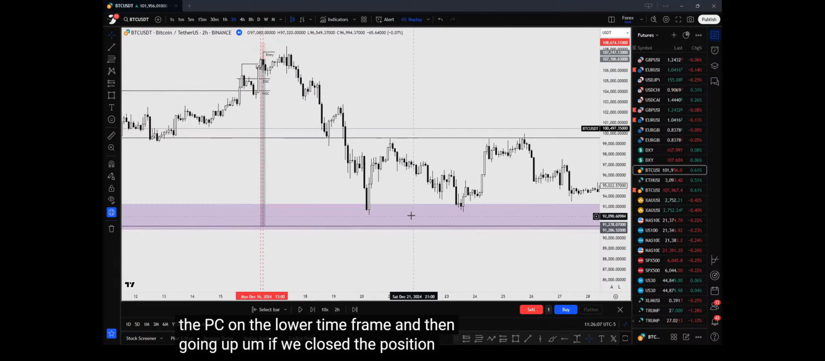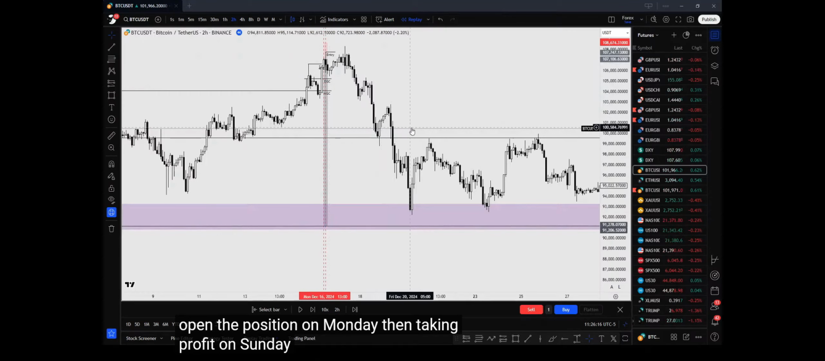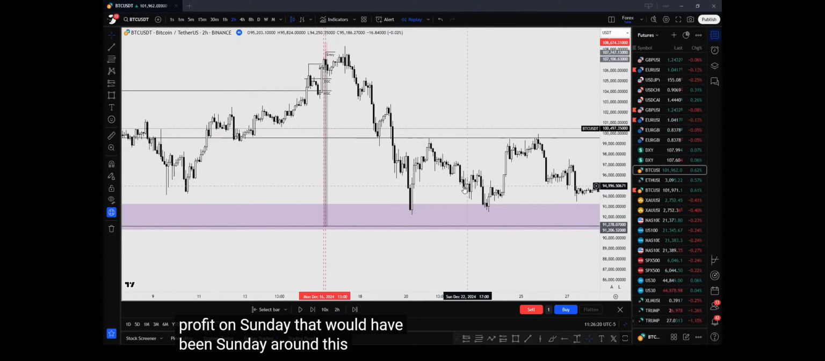If we close the position not based on price but based on time, it would have been a Sunday close, right? Open the position on Monday, then taking profit on Sunday. That would have been Sunday, around this area.